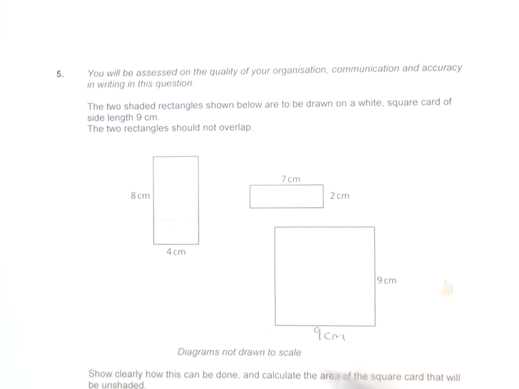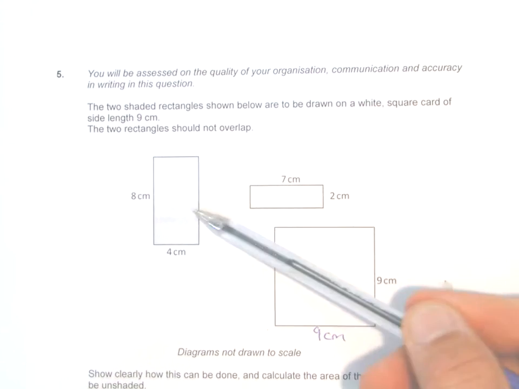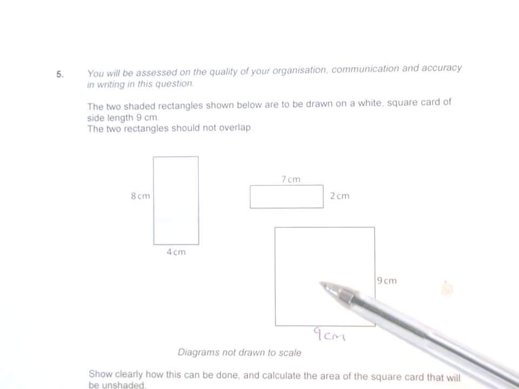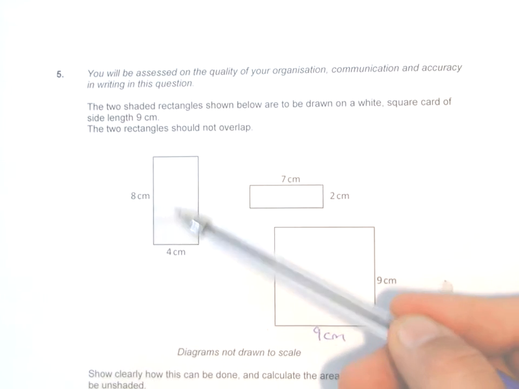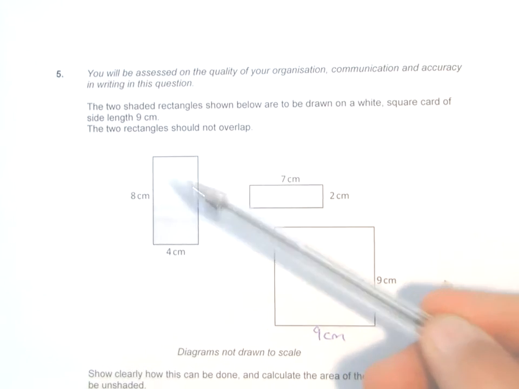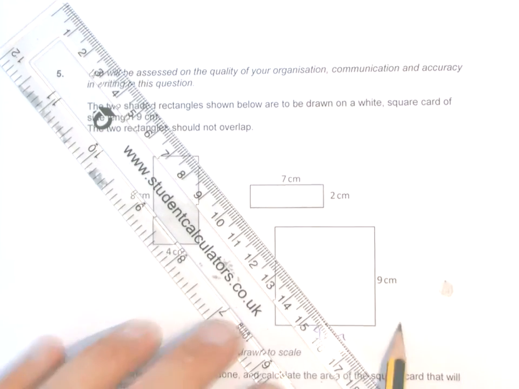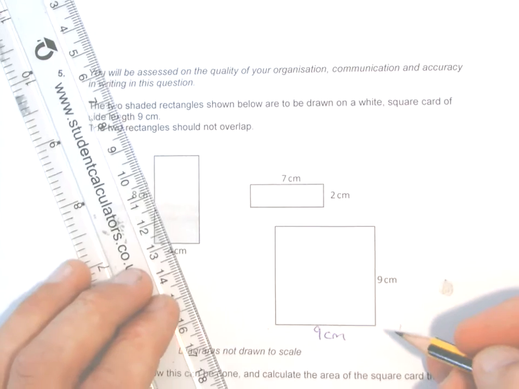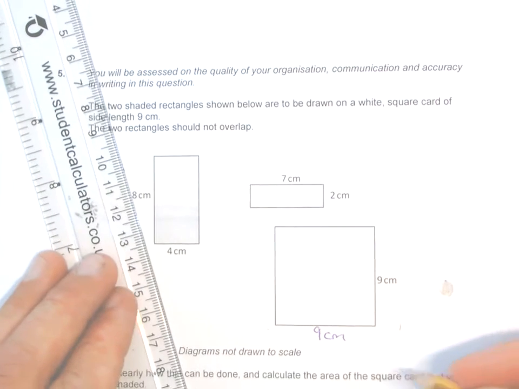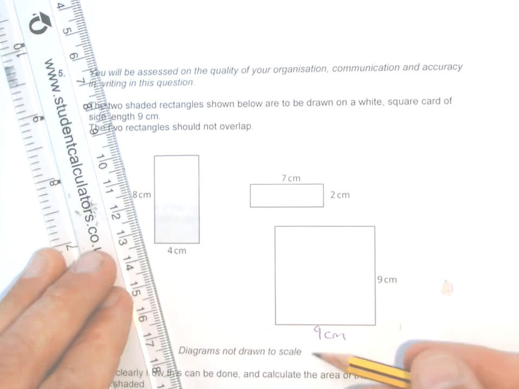Now, all I've got to do, quite simply, is place these 2 rectangles on here. Perhaps what I'll do is focus on the slightly larger one first to see how that could fit on. So I'm going to get pencil and ruler. And you don't have to draw this to scale, because you can see here it's not drawn to scale anyway. This is just a sketch.